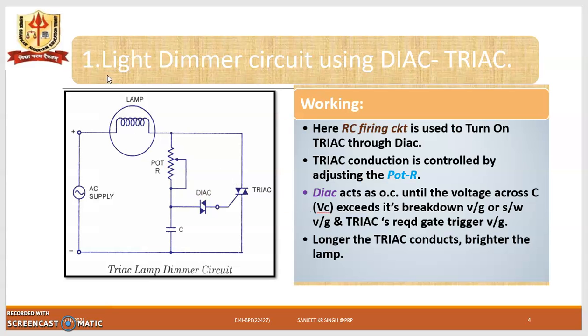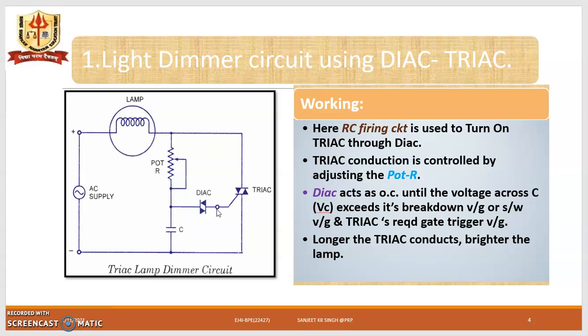So let's have the first topic, that is light dimmer circuit using diac and triac. Both these two, diac and triac, are bidirectional devices that can conduct current in forward bias as well as reverse bias, that is for the positive half as well as for the negative half cycle of the AC supply.